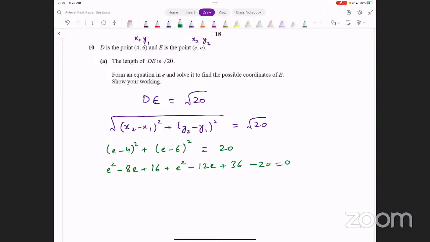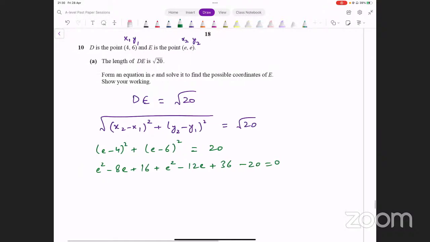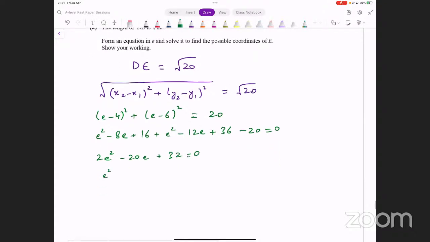We can solve this quadratic equation. We can simplify this first of all. e squared plus e squared, that becomes 2e squared, minus 8e minus 12e, that is minus 20e. Constants are 16 and 36, that's 52. 52 minus 20 is 32. Okay, e squared minus 10e plus 16 equals 0. This is the quadratic equation that we're getting from this.